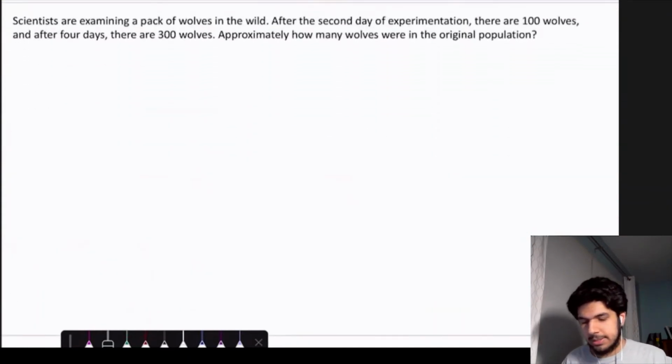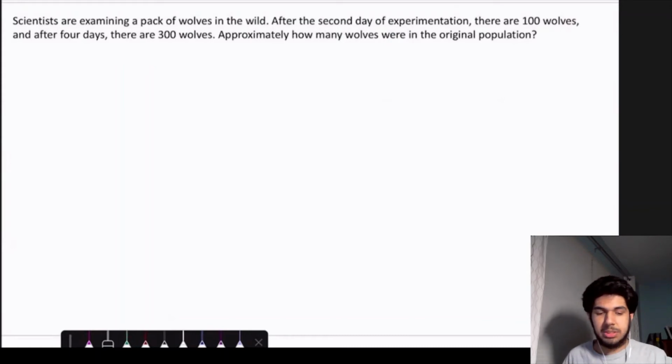Let's do this one. So scientists are examining a pack of wolves in the wild. After the second day of experimentation, there are 100 wolves, and after 4 days, there are 300 wolves. Approximately how many wolves were in the initial population?